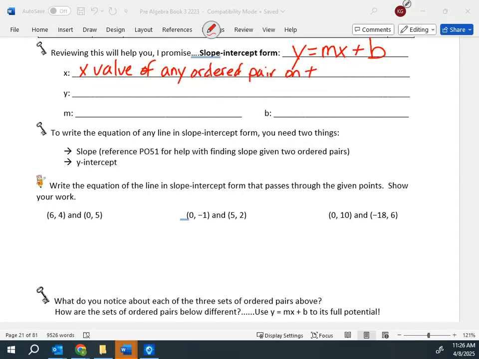on the line. So that means that the y is the y value of any ordered pair on the line. So we have been writing this for several objectives.